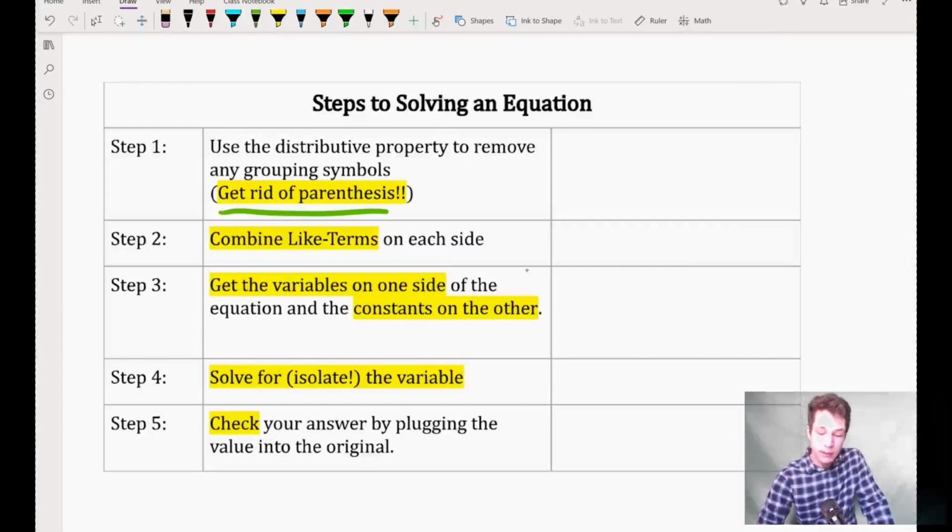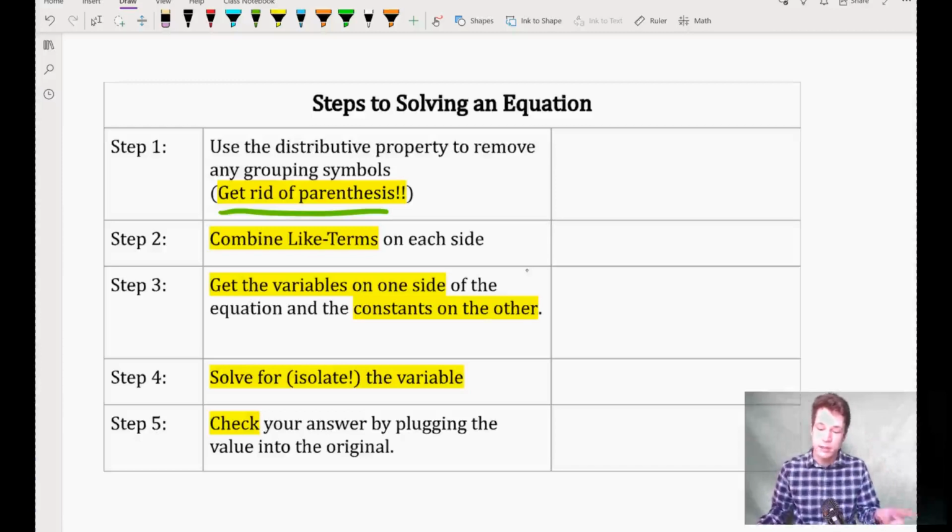Step 2, combine like terms on each side. We talked about combining like terms on the first or second day of the year. This is essential to get rid of the clutter, and you'll see what I mean when we do the examples.